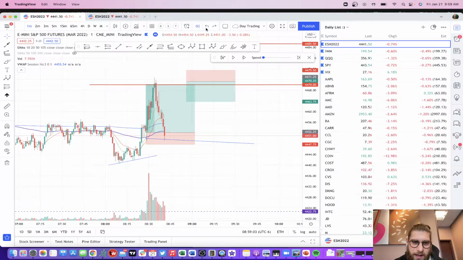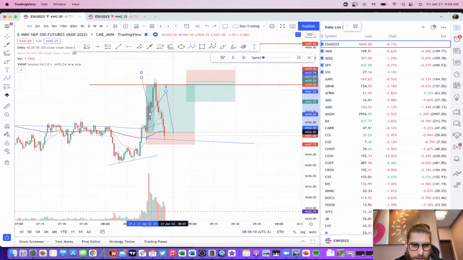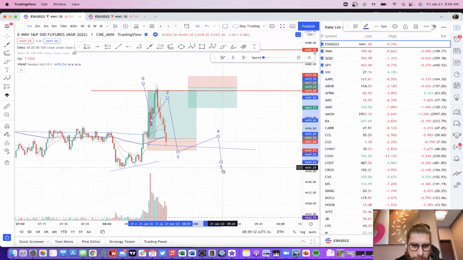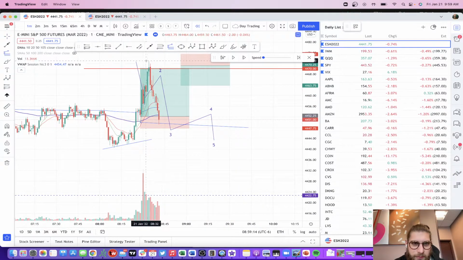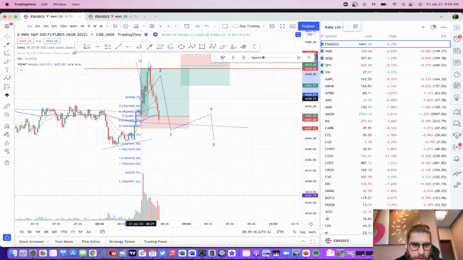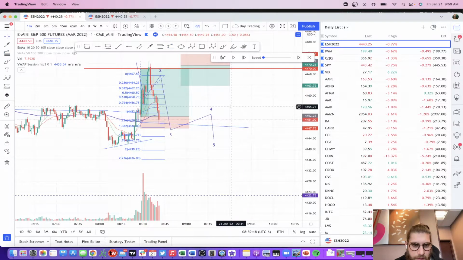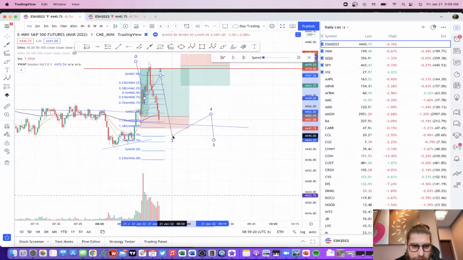But now, watch this, watch how cool this is. Now, I see a one, two, three, and then we're going to see where it's going. So I see this clean one, two. Okay, here's the 1618 level-ish. Four is going to come back up here. Five is going to be something like this.